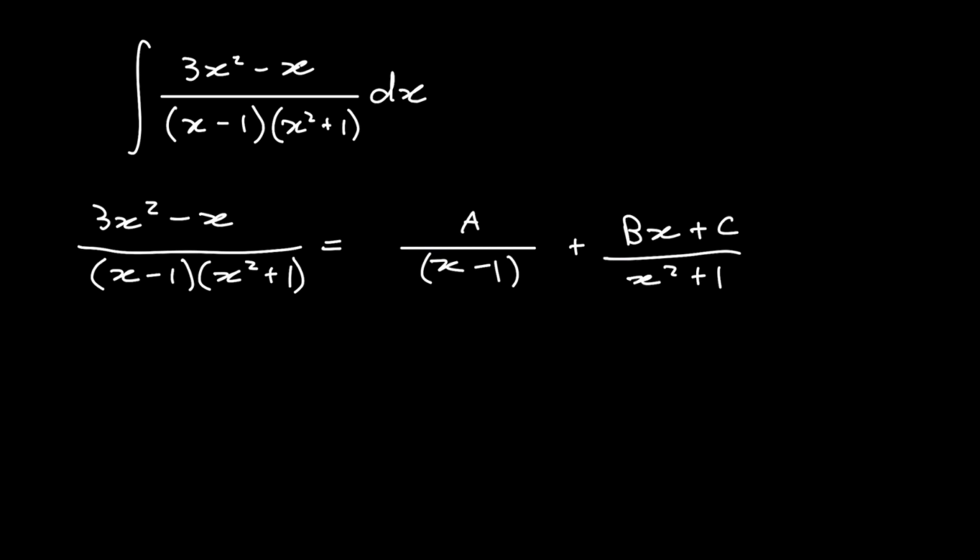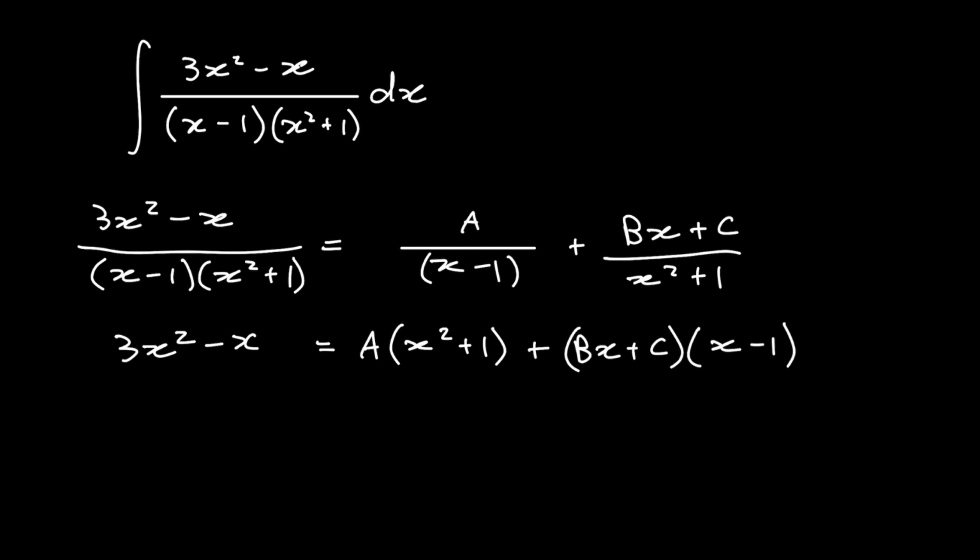Now if I multiply every term in this equation by our denominator on the left-hand side, we will just be left with 3x² − x on the left. On the right, the (x − 1)s will cancel when I multiply this term by (x − 1)(x² + 1), and I'll have A(x² + 1). When I multiply the denominator into this term, our (x² + 1)s will cancel, and we'll be left with (Bx + C)(x − 1).